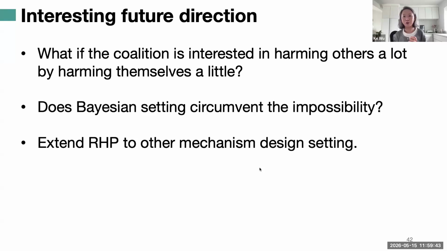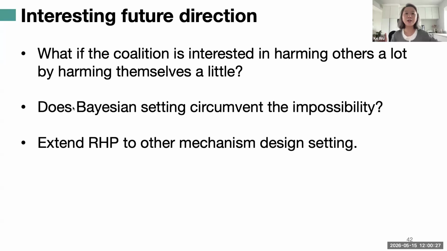So, in the end, some interesting future directions. I do have the Bayesian setting here that was asked earlier. Sorry that I cannot see clearly who is asking. I assume it's Aviv. In the current version of the definition, we say that if a strategic player harms you, they must harm themselves. But what if they're interested in harming you a lot by harming themselves a little bit? How do we quantify those types of attacks? And how do we get a characterization of the transaction fee mechanism under this type of incentives?